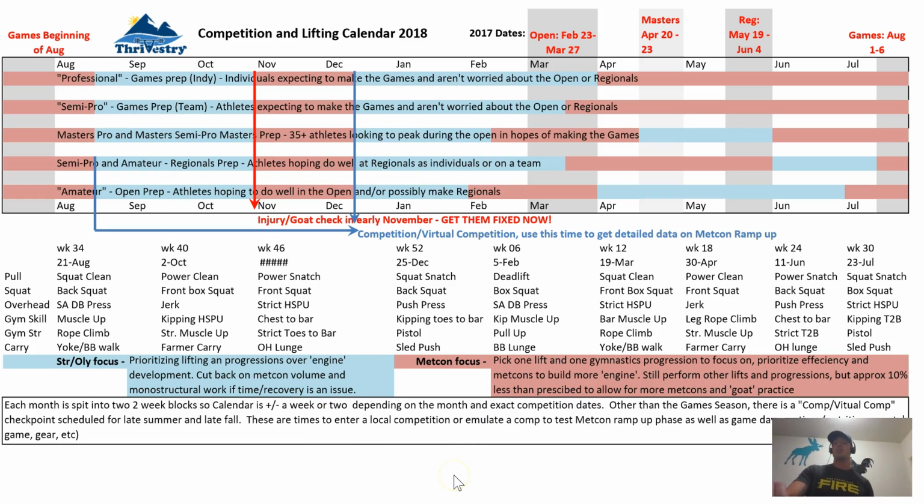Now let's talk about the 2 different colors we see here. We see the blue, which is a strength and OLE focus, and then the red, which is more of a Metcon focus. One of the things I really want to emphasize is that the Metcon focus and the OLE focus are just shades of gray. We're never only doing strength, and we're never only doing Metcon.